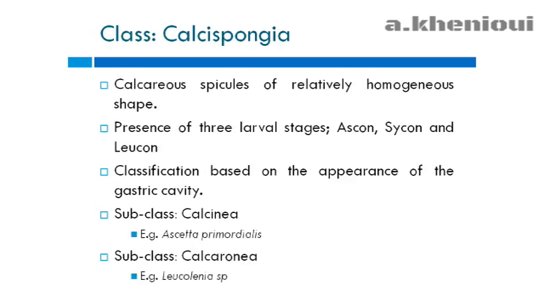In the phylum of sponges, we state three classes. We have here the class of Calcispongia. They are characterized by calcareous spicules of relatively homogeneous shape. They are characterized also by the presence of three larval stages, ascon, sycon, and leucon, and their classification is based on the appearance of the gastric cavity. We have two subclasses, Calcinea and Calcaronea.